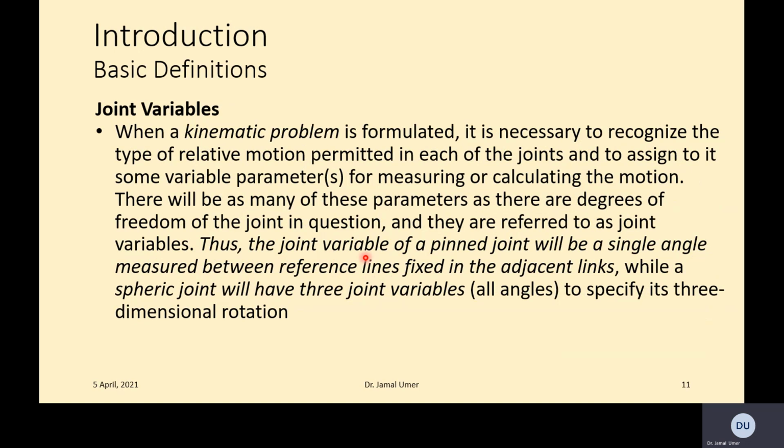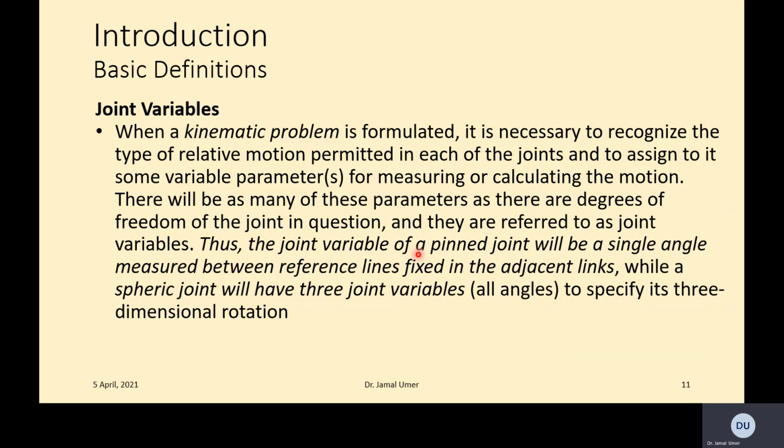Thus the joint variable of a pin joint will be a single angle measured between the reference line fixed in the adjacent link, while a spheric joint will have three joint variables, all angles, to specify the three dimensions. I have one illustrative example for the spheric joint in coming slides. You will have a better understanding when we discuss the spheric joint.